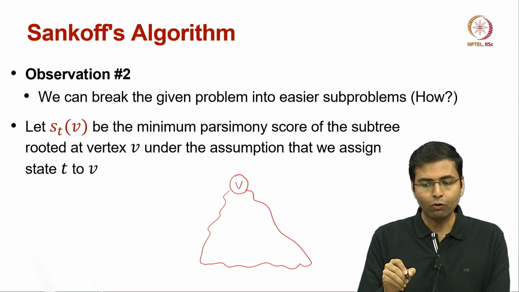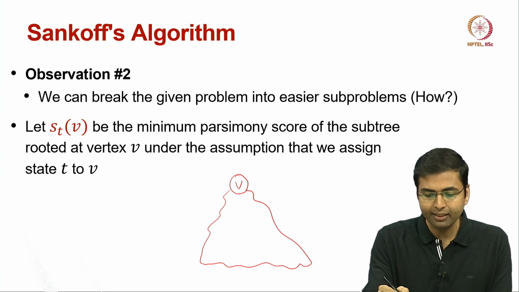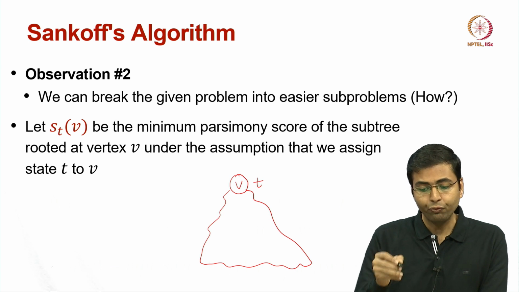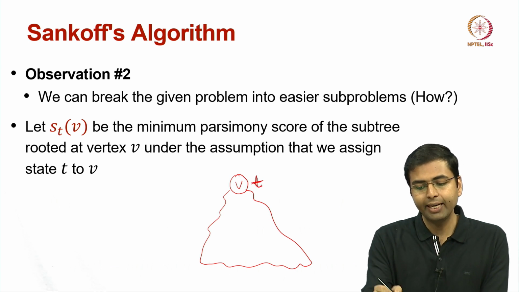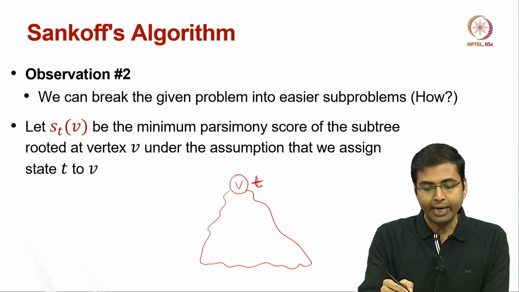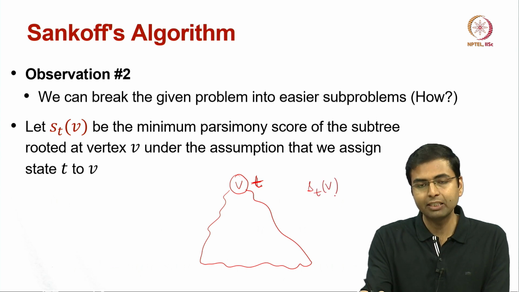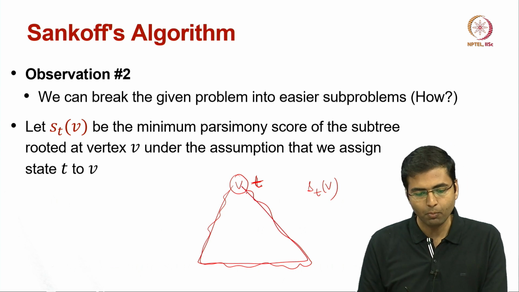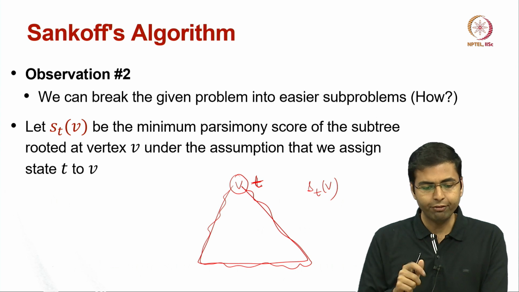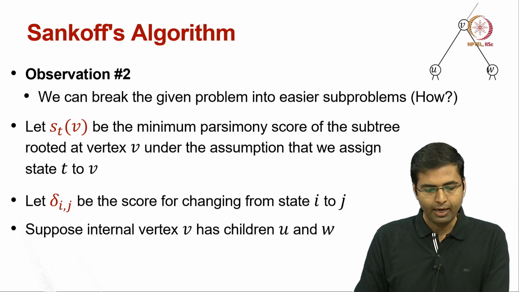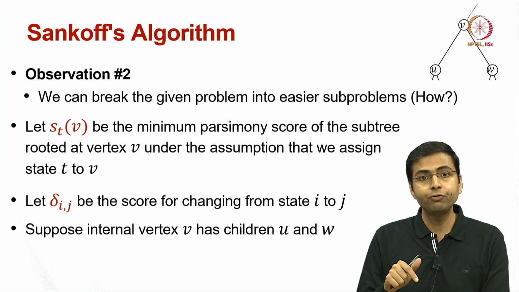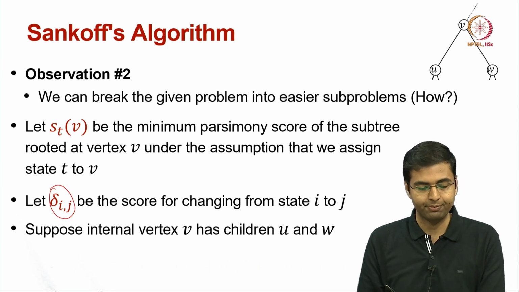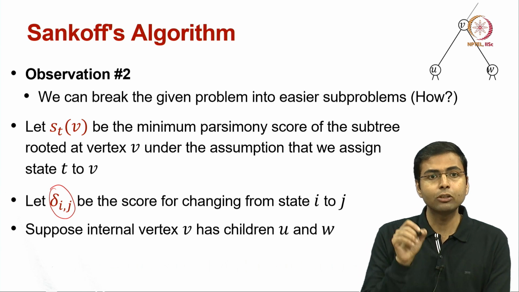It is the minimum parsimony score of this tree under the assumption that we assign state T to this vertex V. So, if we assign this state T here, then S_T(V) denotes the minimum parsimony score that is achieved by this subtree rooted at V. So, that is the notation that we want to give. Let us also define delta ij as the score of changing from state i to j. So, this is directly available from the scoring matrix. So, this is the ijth element in the scoring matrix.